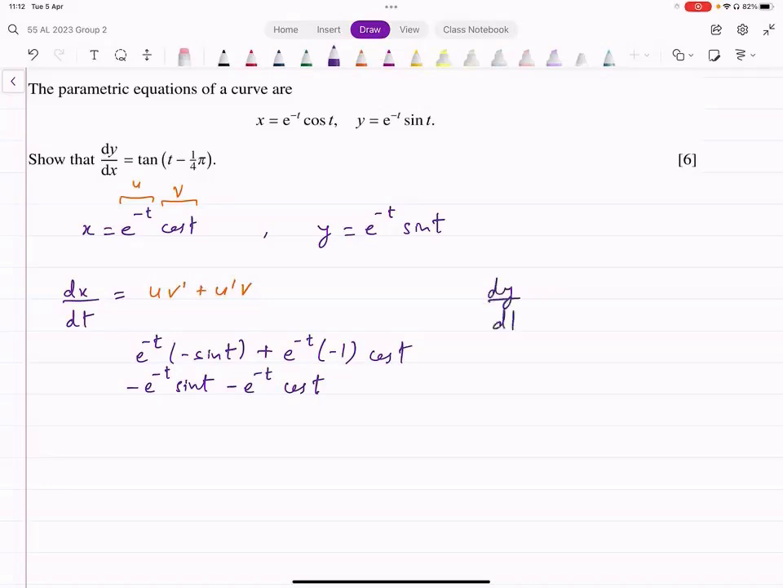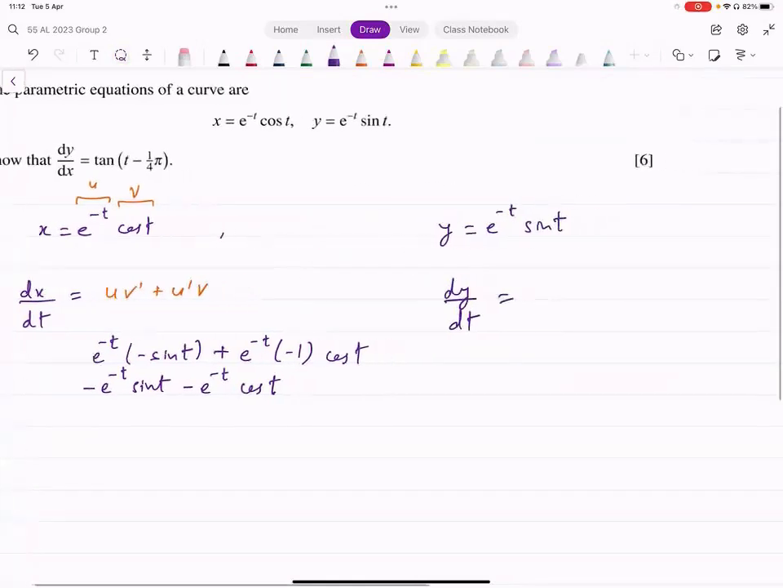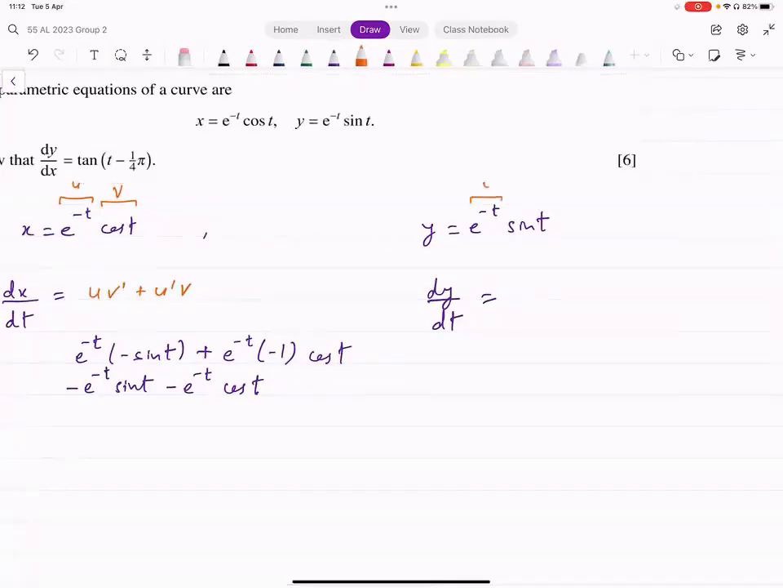dy over dt. This is again a product. So we say this is u and this is v, and we have to use the product rule again, that is uv dash plus u dash v. U as it is, e raised to power minus t as it is, into derivative of v, sin t ka derivative is cos t, plus derivative of e raised to power minus t, which is e raised to power minus t, into the derivative of the power, which is -1, and then v as it is, which is sin t.